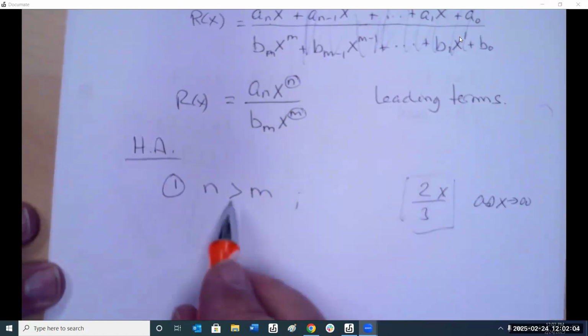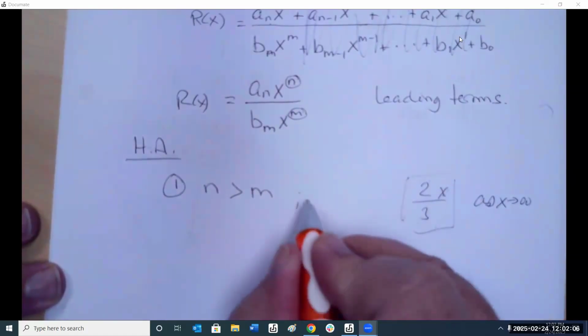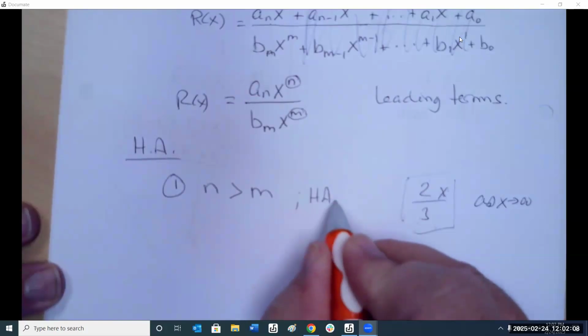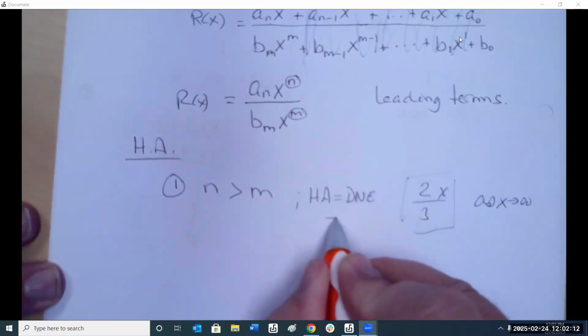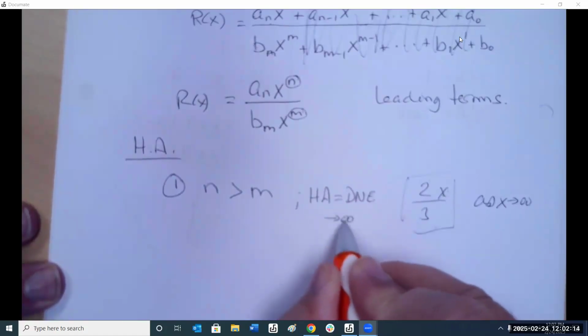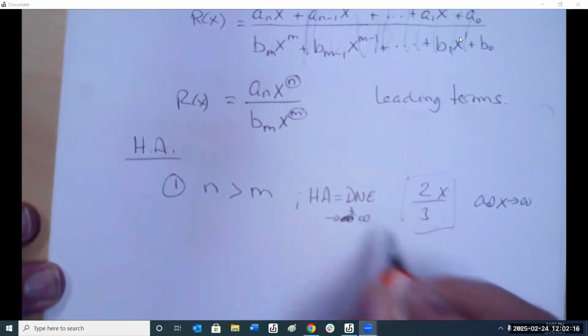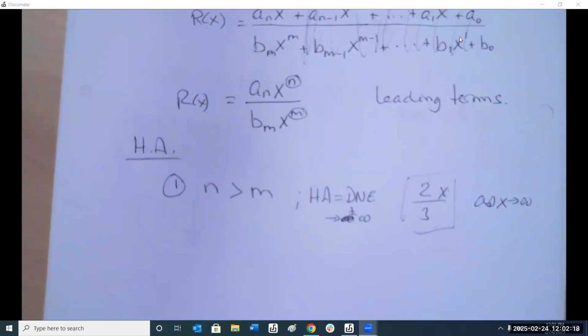So if there's more x's on top than the bottom, then it doesn't exist because it goes to infinity. It goes to positive or negative infinity. It either goes up or it goes down forever, and we can't control it. That's if the top is bigger than the bottom.